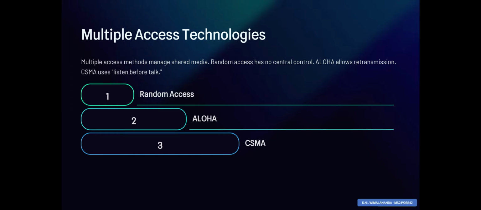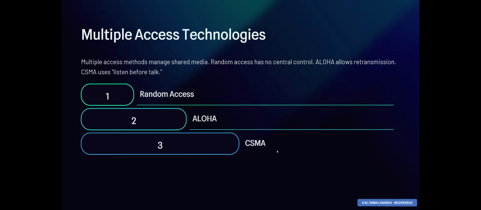The Aloha protocol was the earliest random access method, developed at the University of Hawaii. While it didn't prevent collisions, it established procedures for retransmission after a collision occurs. This pioneering work laid the foundation for modern collision handling techniques.